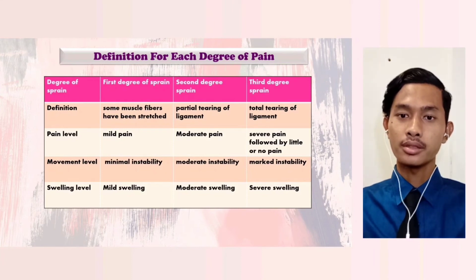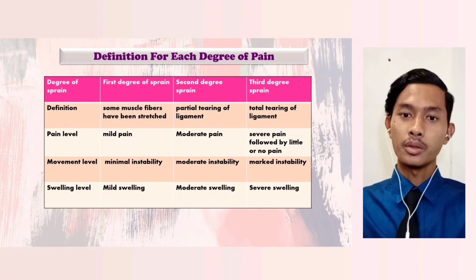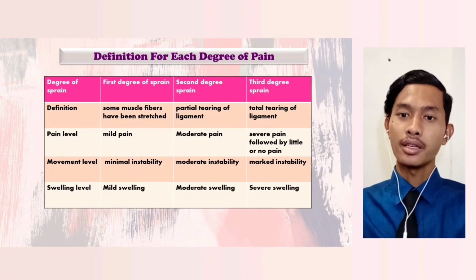Last but not least is the third degree sprain. As with burns, there is also a third degree sprain. The definition for third degree sprain is that there is extensive tearing of the muscle, which severely limits the use of the muscle or makes the muscle completely immobile. This is because the instability will increase greatly.